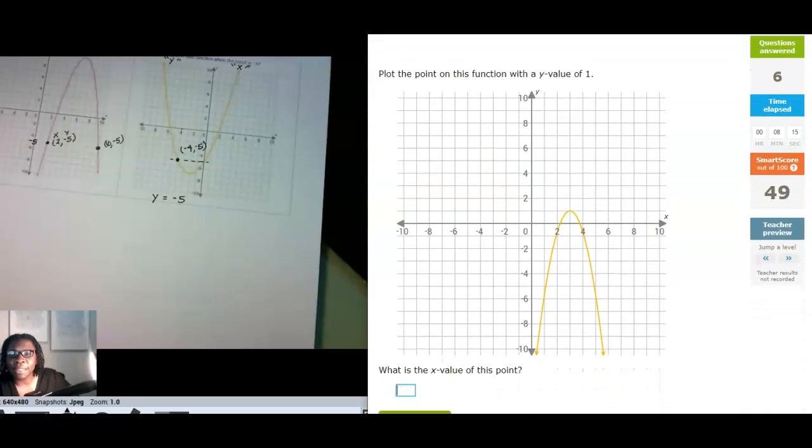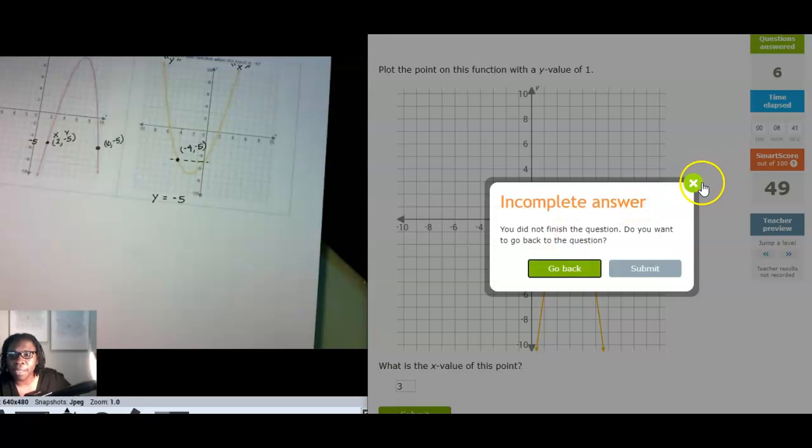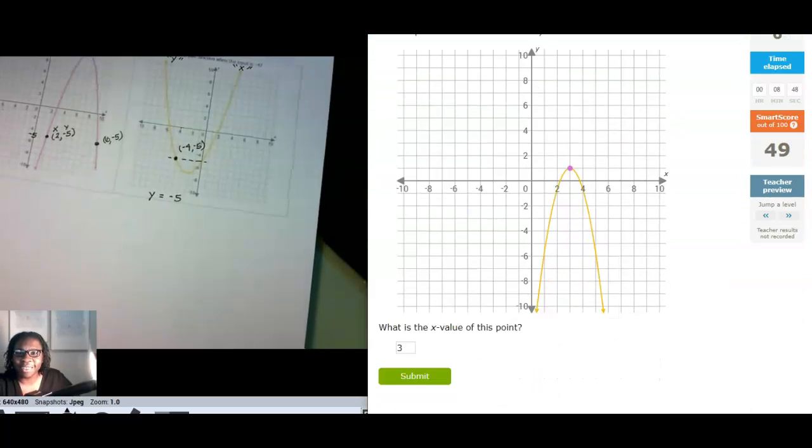Now, oh my goodness, plot the point on this function with a y value of 1. So this time we're going to go along the y-axis. We're going to find 1, which is right here. Go across until you hit the quadratic function, which is right here at 3. So x is 3 when y is 1. Did I not plot the point? I didn't plot the point. There we go.